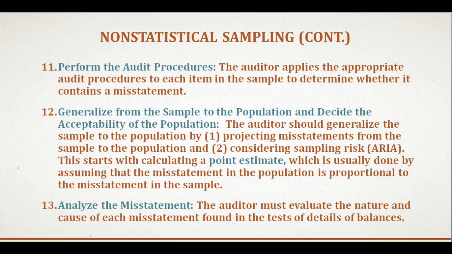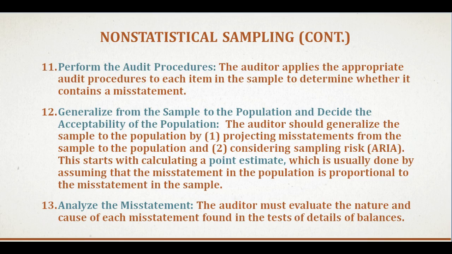The 11th step in audit sampling for the test of details of balances is for the auditor to perform the audit procedures as planned for the audit. The auditor applies the appropriate audit procedures to each item in the sample to determine whether it contains a misstatement.